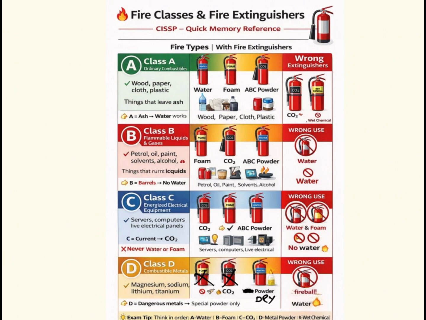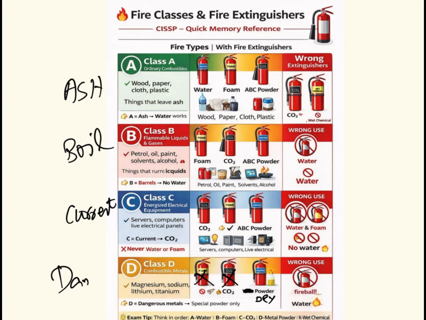Class B. So another important thing, a mnemonic: for class A, ash; B, boil; C, current; D, dangerous.